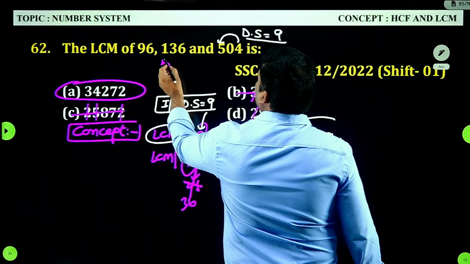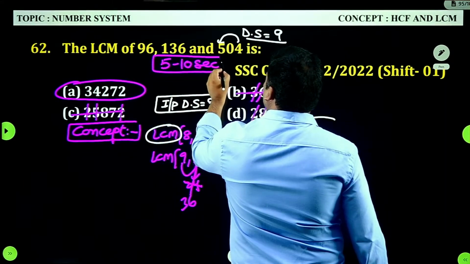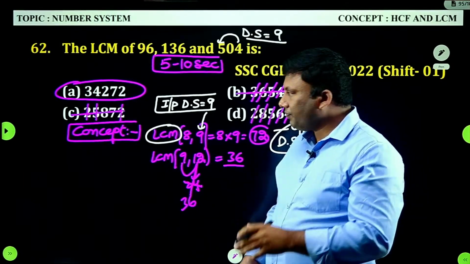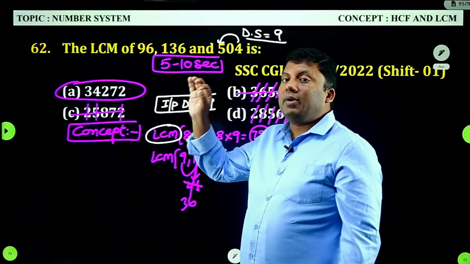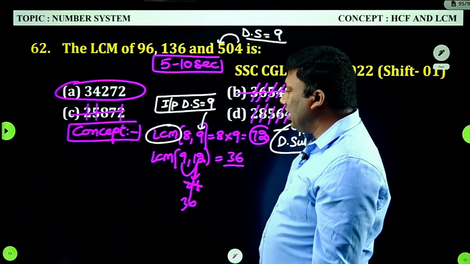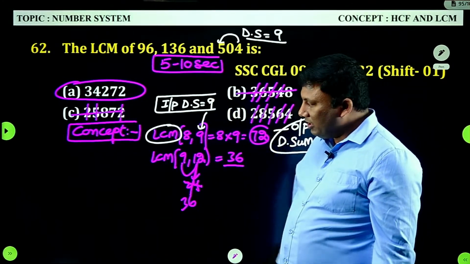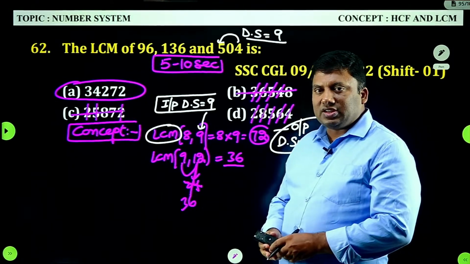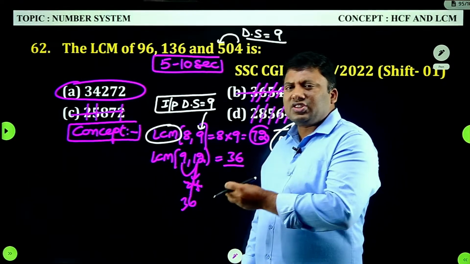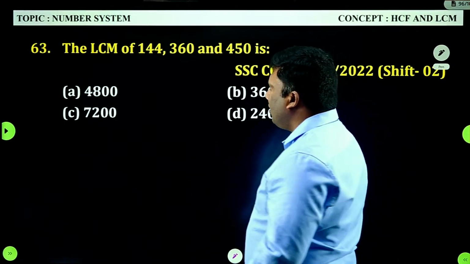5 to 10 seconds approach. Whenever you are finding the LCM, if one input number's digital sum is 9, on applying LCM the answer digital sum will also be 9. Check which answer option's digital sum is 9. I hope the idea is very much clear. This concept is a powerful concept. It will help us in solving a lot of problems.